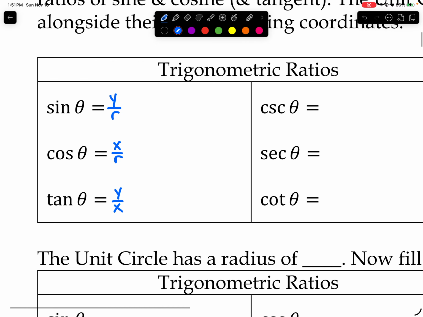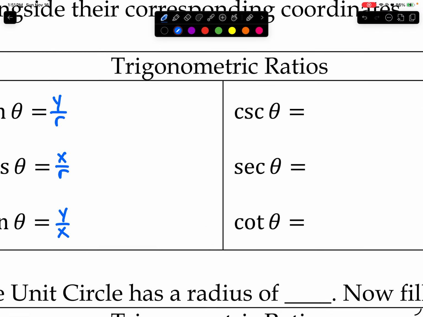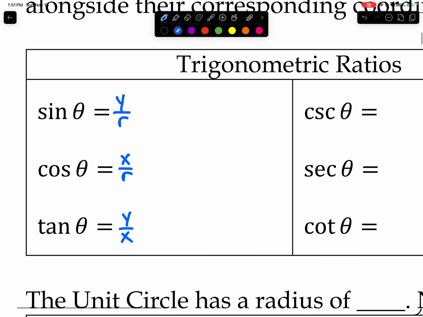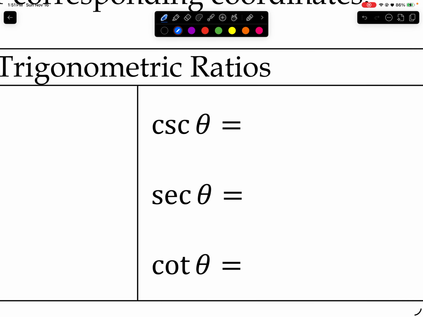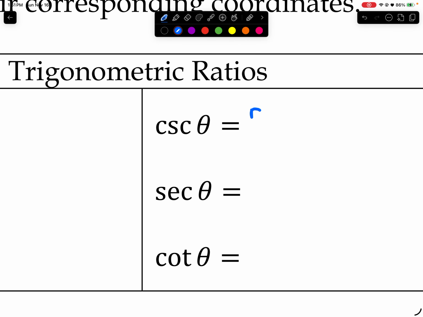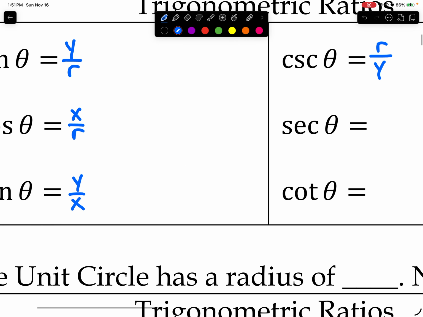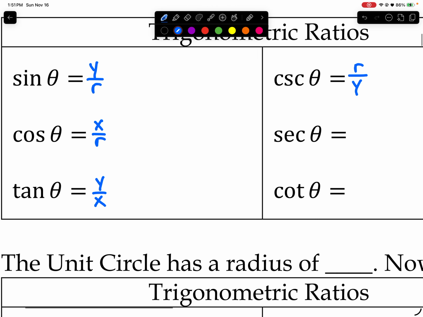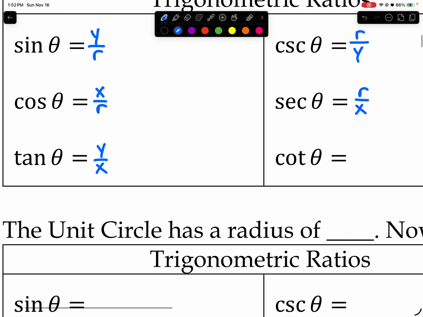If I want to do my reciprocal ratios, cosecant, secant, and cotangent, those are going to be the reciprocal ratios of the previous. Cosecant theta is the reciprocal of sine theta, so my ratio for cosecant is r over y. Similarly, secant theta references cosine of theta, which is r over x. And cotangent theta references tangent theta, which is x over y.